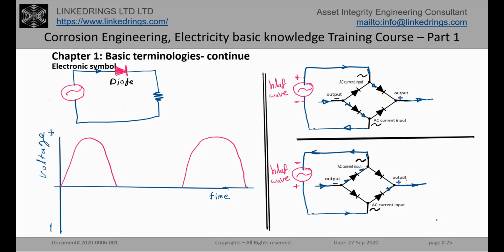Again, the current will go on the secondary cycle, and it will return to this side and continue the circuit through this way. That's why we call it a full wave rectifier, or 4 diode rectifier.